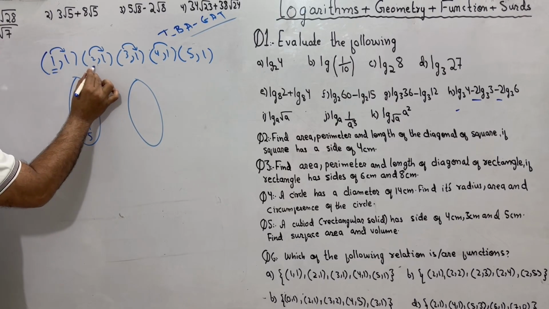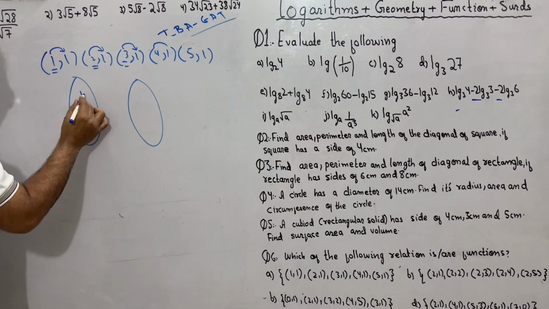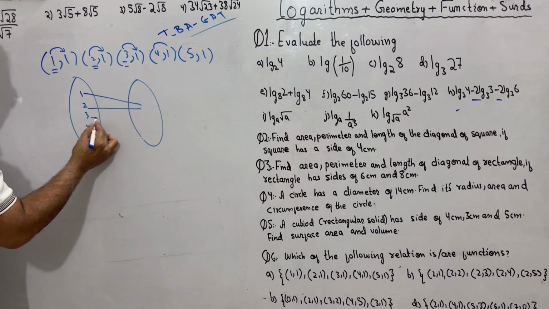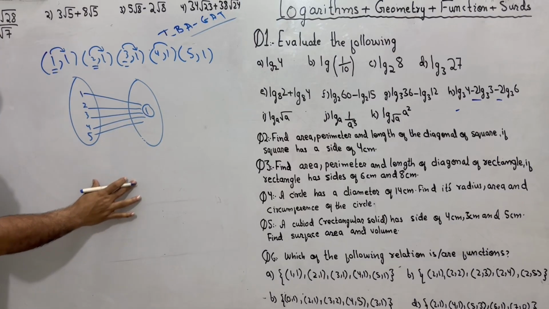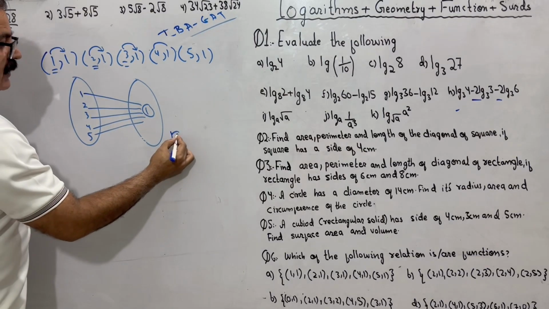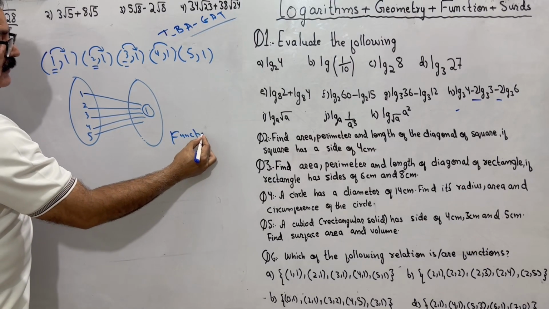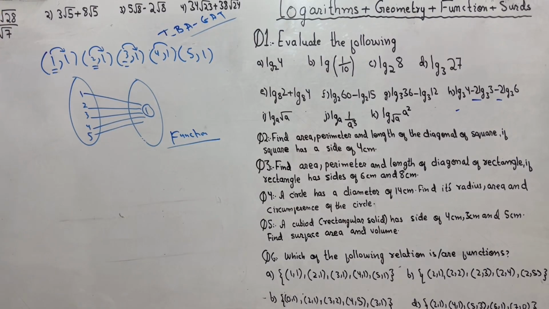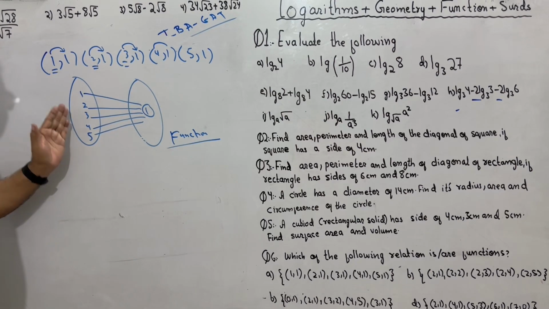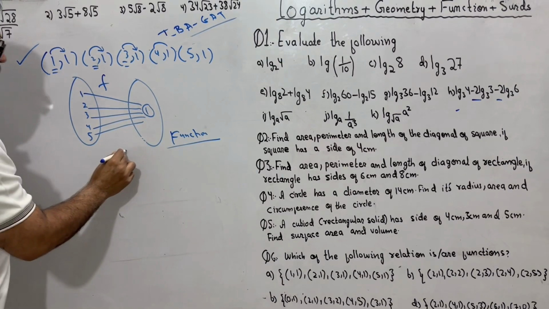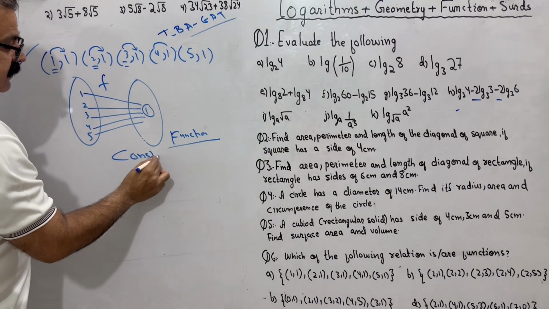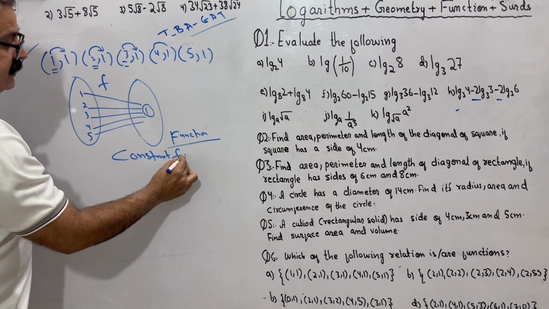First elements are known as domain. They all are the images of 1. This is a function, and it is known as constant function, because the image of each element is 1 under the function. Yes, it is a function and known as constant function.